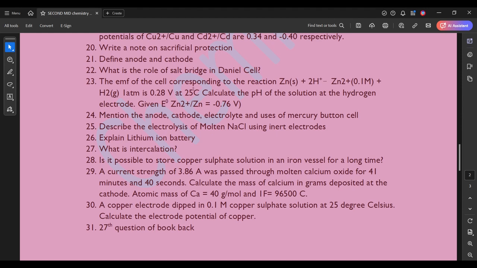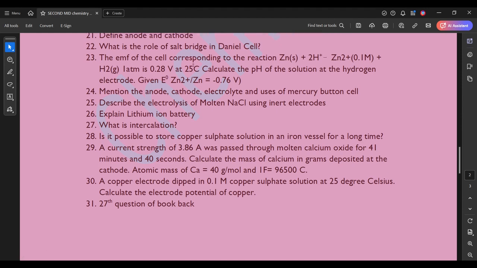So this is a book back question. So this can be asked in 2 marks. Then there is one 3-mark question. 27th question is a problem where ionic conductivities and molar conductivities are asked to be calculated. So that 27th question of book back is an important question.